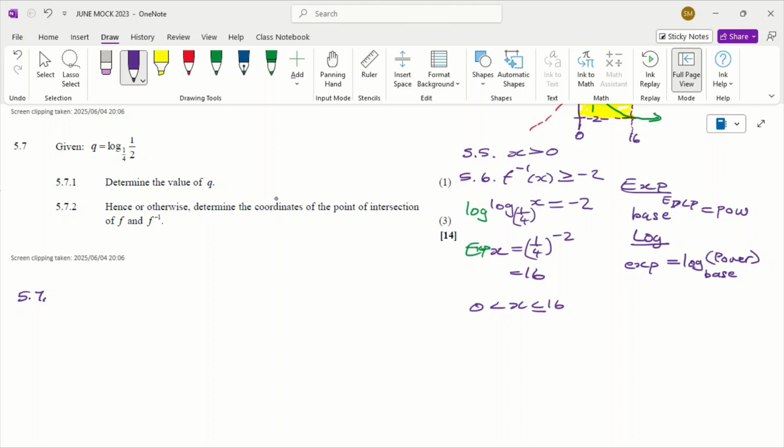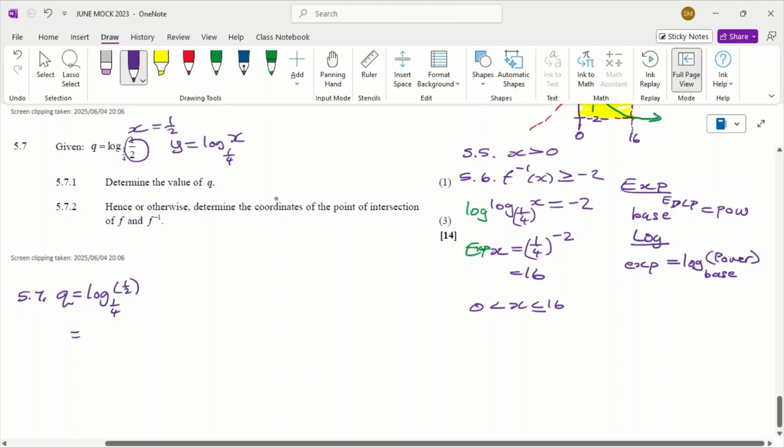q is equal to log base 1 over 4 of 1 over 2. This will give us 1 over 2. So where the x value is 1 over 2, the y value is also 1 over 2. So the x value is 1 over 2, and then the y value is also 1 over 2. So we have something like this.